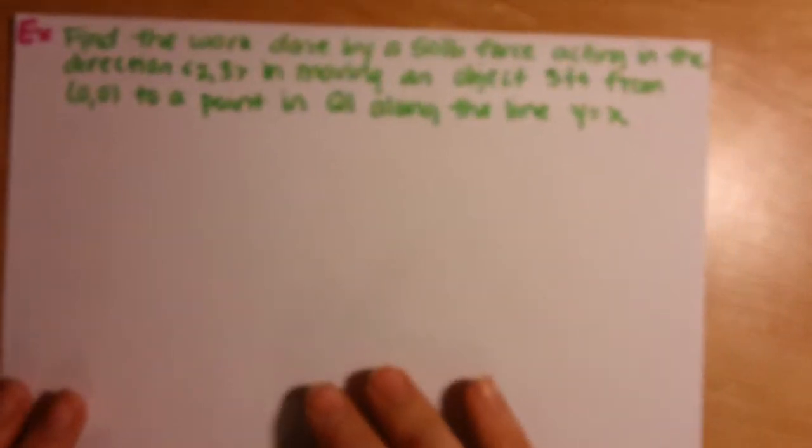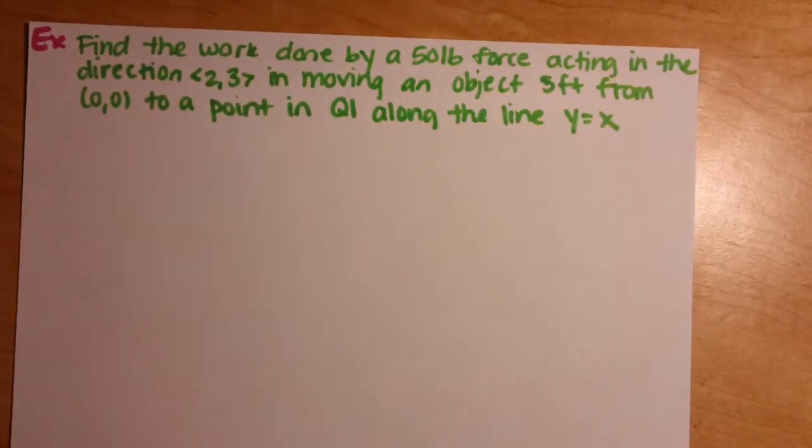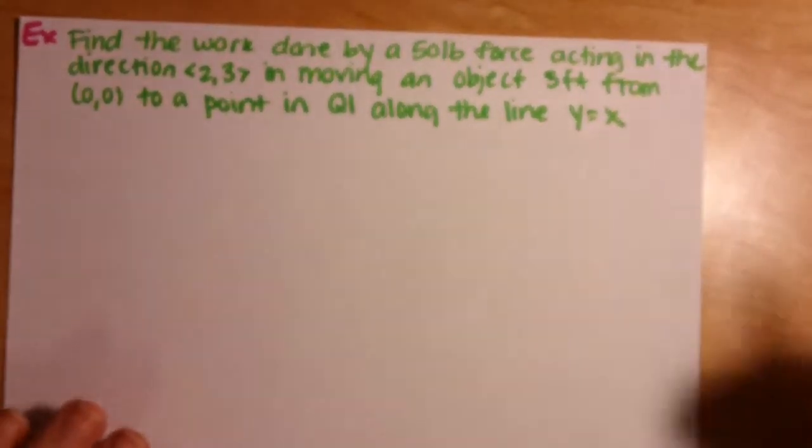So now I want to find the work done by a 50-pound force acting in the direction of ⟨2, 3⟩, moving an object 5 feet from (0, 0) to a point in quadrant 1 along the line y equals x. So this seems pretty complicated, but it's not too bad. So let's look at our force.